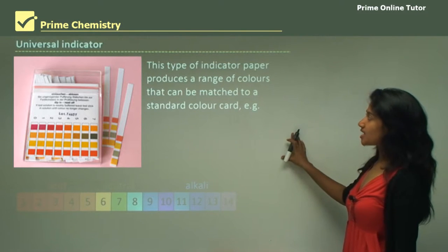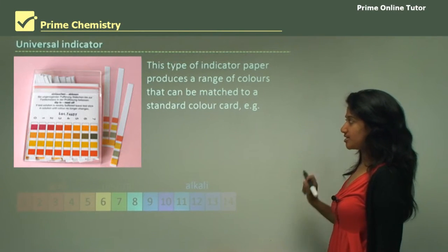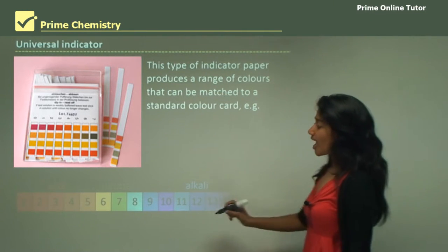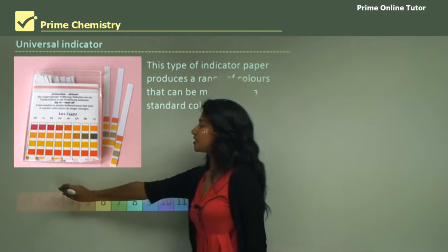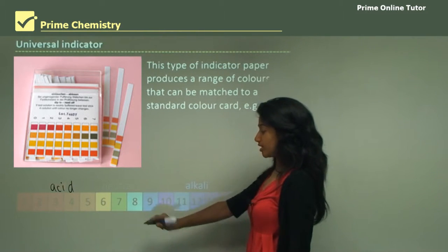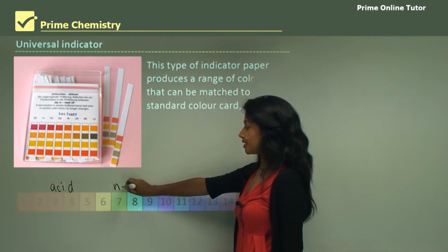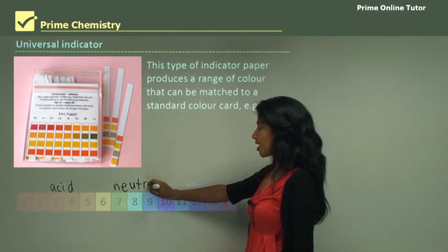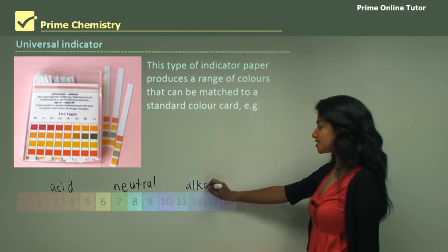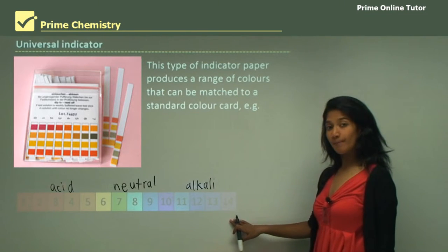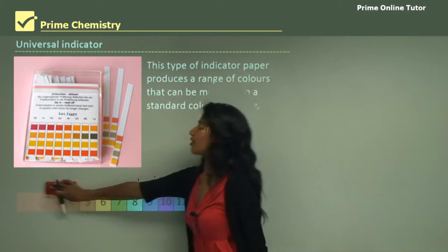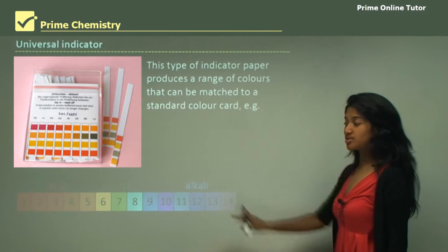Universal indicator. This type of indicator paper produces a range of colors that can be matched to the standard card. So this is the standard color card, and a pH of less than 7 would give you a color of red to orange, so red to yellow, and then neutral will be green, and the purple colors show alkali. So if a base is tested, it would produce a purple color. Now this is a parameter, so you can see that it's from 1 to 14 and it produces different colors.